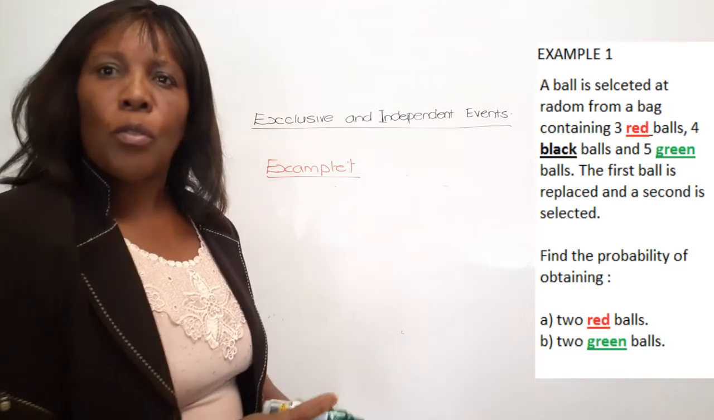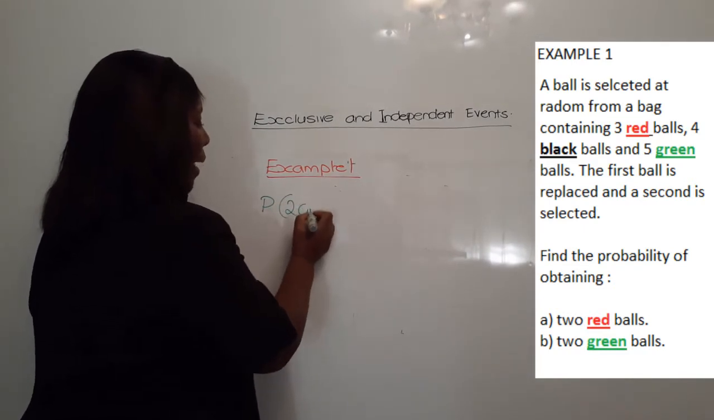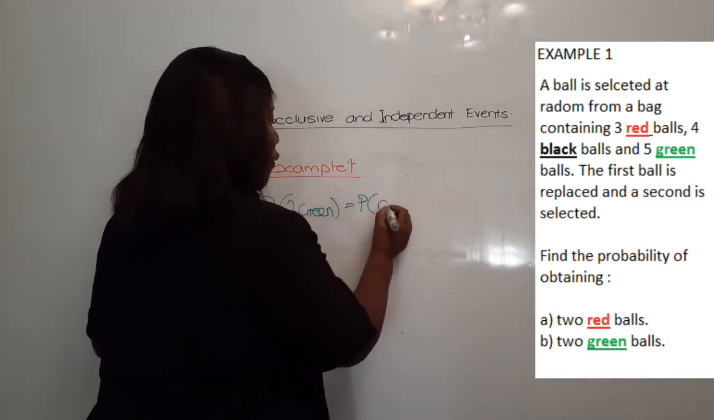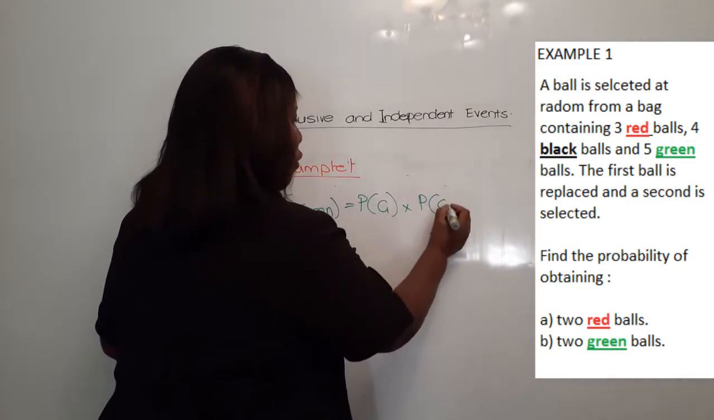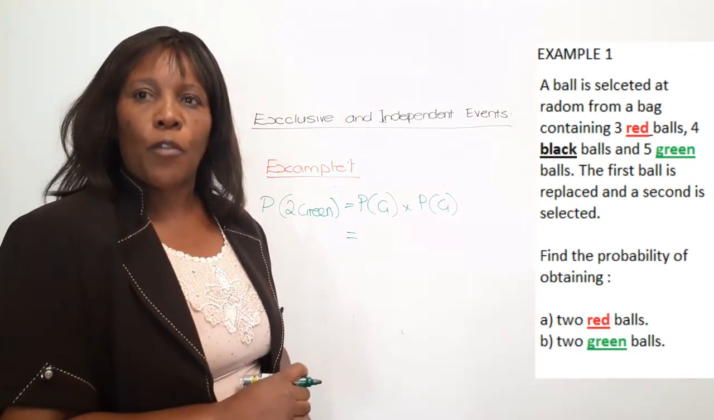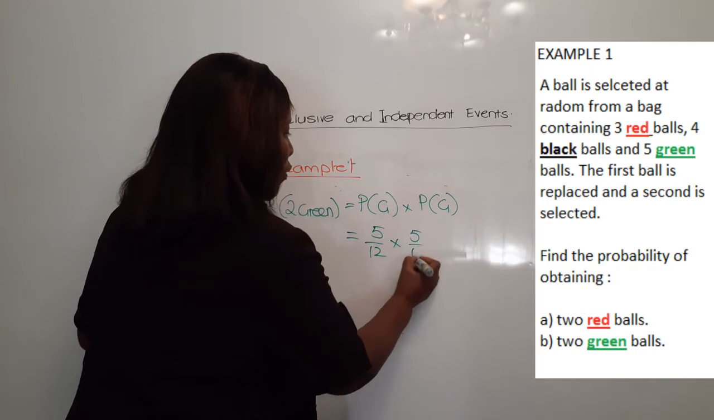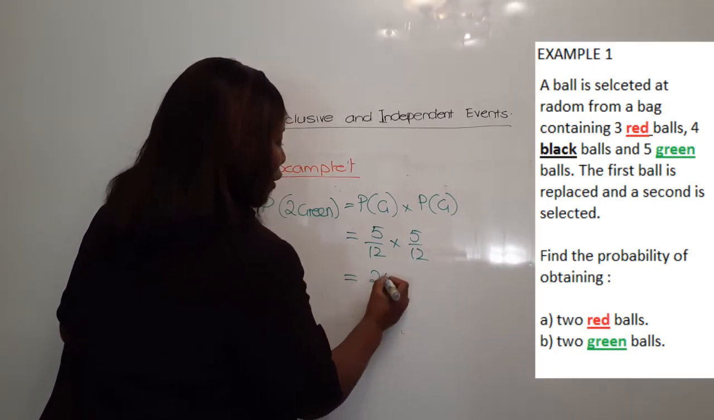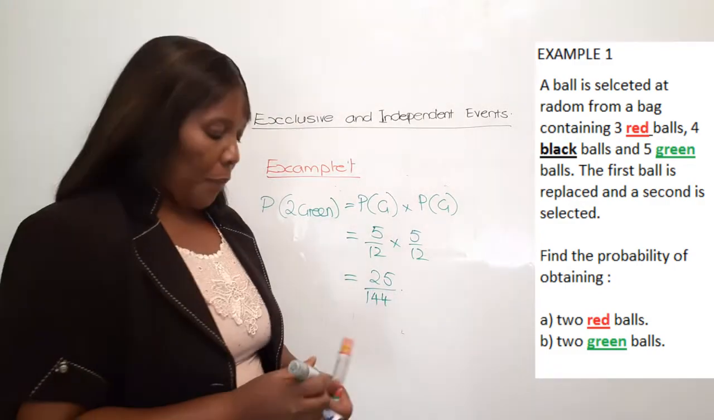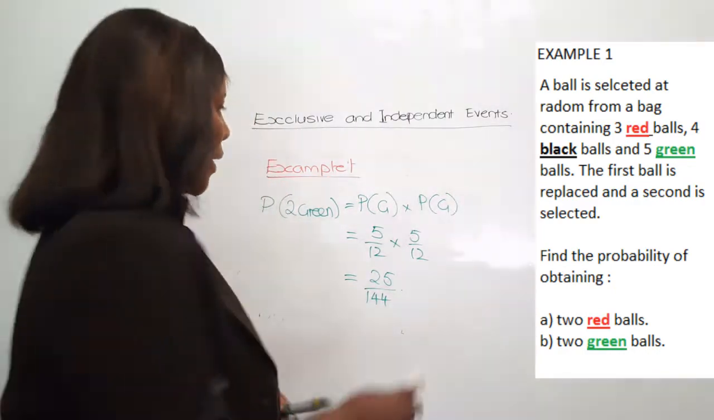My 2 green balls, the probability of 2 green, again, I have got independent events, so it is probability of green multiplied by probability of green. Looking at my number of balls, I have 5 green out of the 12, so it is 5 over 12 multiplied by 5 over 12, and that gives me 25 over 144, and there's nothing common, so I leave it there. I'm going to move on to do question number 5 for you, which is my next example.